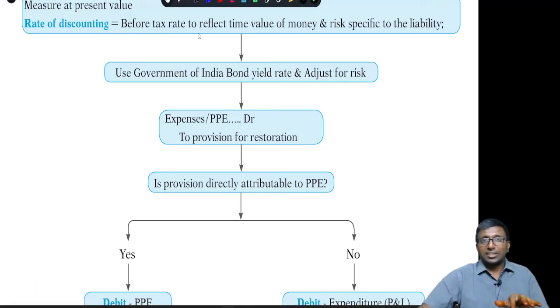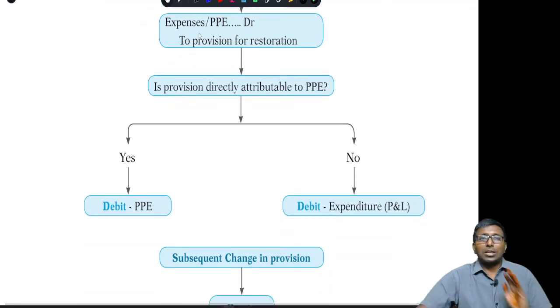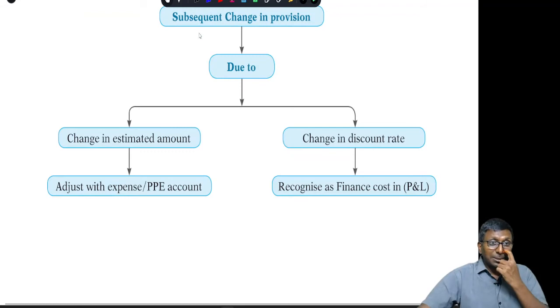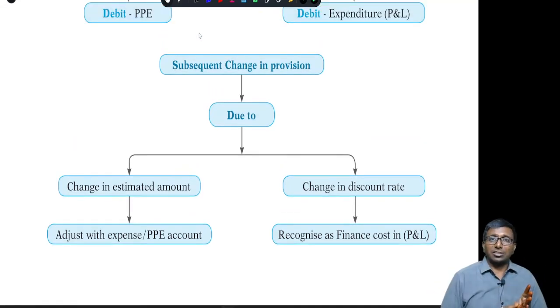Okay, provision is supposed to be credited, we know it. Whether should I debit the expenditure or debit the PPE? For this straight question, is this provision directly attributable to a PPE, like decommissioning expense provision, restoration provision, rehabilitation provision, something like that? If you say yes, then you have to debit it to PPE, respective PPE. Otherwise, it should be charged to profit and loss. Subsequently, if there is a change in the estimation, now subsequently there can be change in the provision.